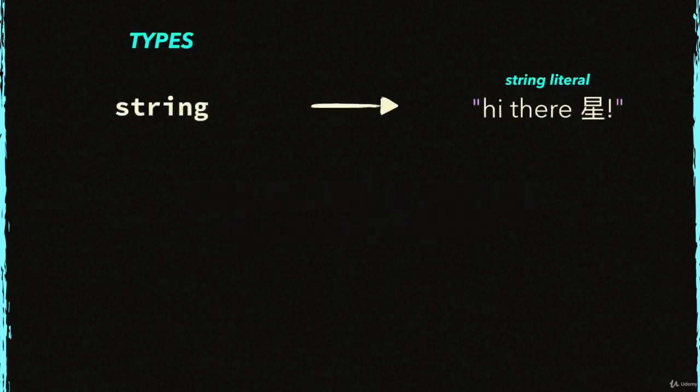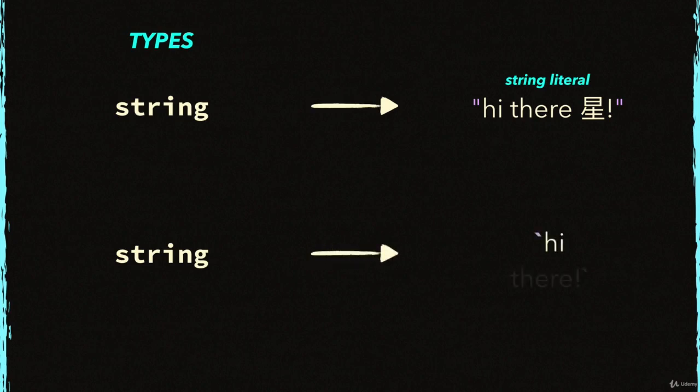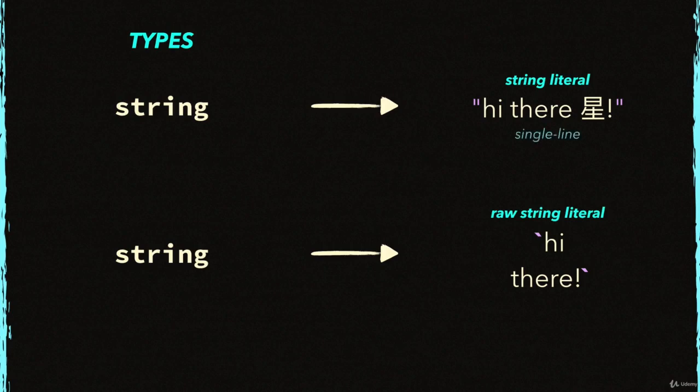You already saw the first string literal here before. It just encloses the characters within double quotes. And here is an example raw string literal. As you can see, this time you need to wrap the characters between back quotes instead of double quotes. A string literal cannot contain multiple lines of text. However, unlike a string literal, a raw string literal can contain multiple lines of text.